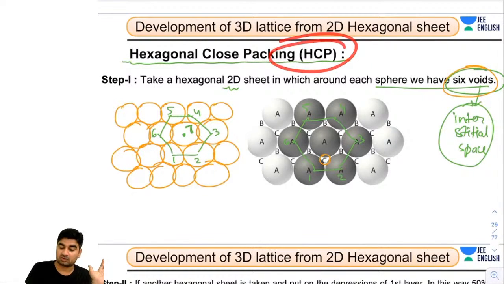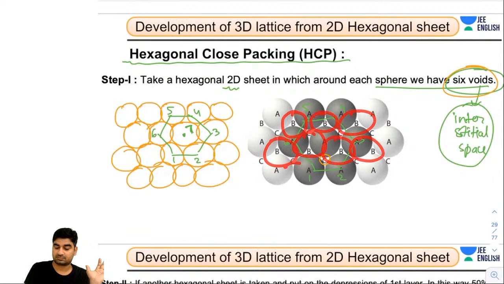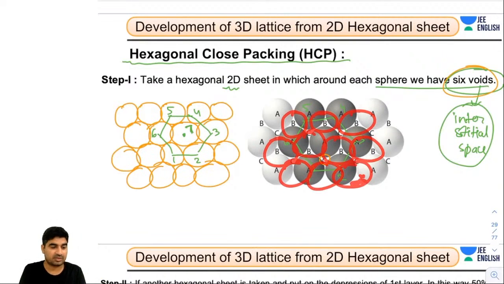So for hexagonal close packing, guys, I have to place the second layer in the voids of the first. I have to take the second layer in the voids of the first layer. I think now it is clear. Any doubt? Now it is clear.